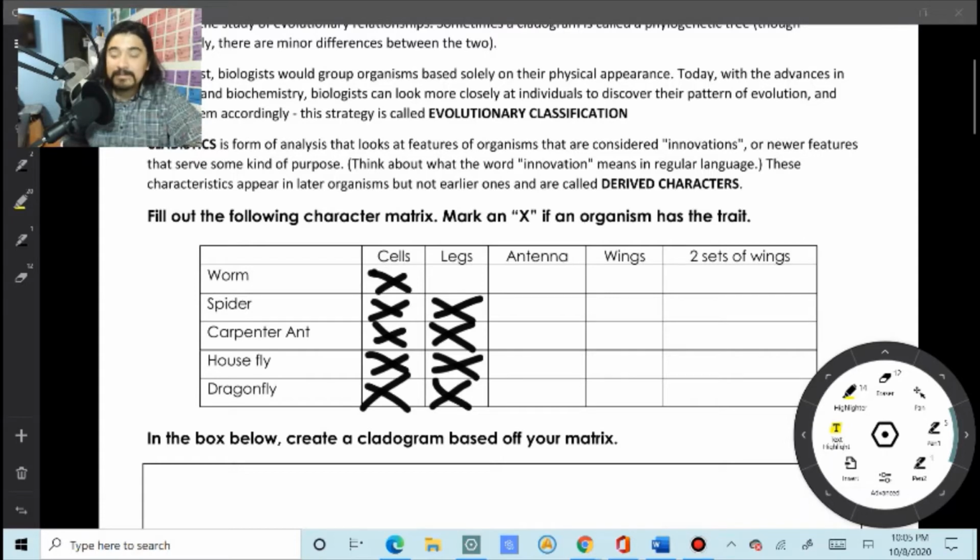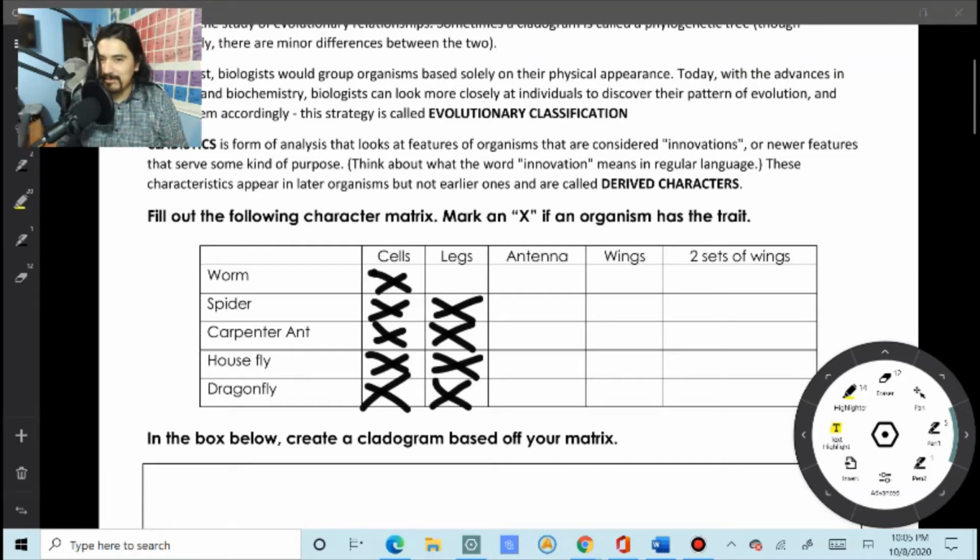Alrighty then, so now we're going to look at antennas. This is going to be slightly difficult, so think about it before you give me an answer. Worms. Do worms have antennas? Pause. No, worms do not have an antenna, so we're going to leave that blank. What about a spider? Do spiders have antenna? Pause. Nope, spiders do not have antennas.